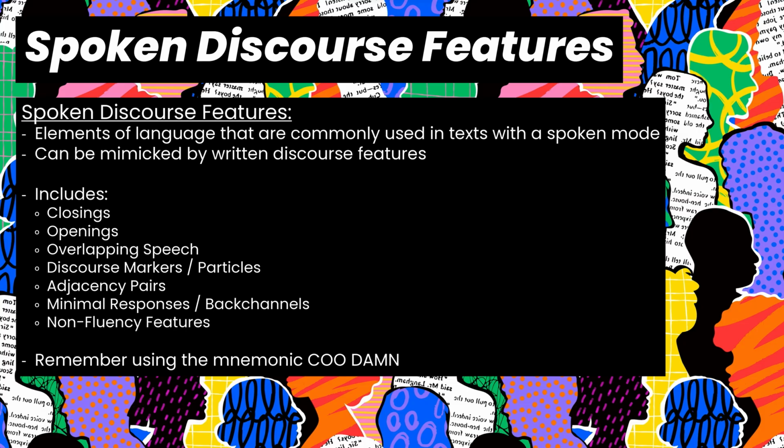So, spoken discourse features can be remembered using the mnemonic device COUDAM. And when we break that up, we've got COU, our closings, openings, and overlapping speech. And then the DAM is our discourse markers or particles, adjacency pairs, minimal responses or back channels, and non-fluency features. Now, you've probably already noticed on this list those two slashes. So we can call discourse markers, or we can label them as discourse particles. We can talk about minimal responses, or we can talk about back channels.